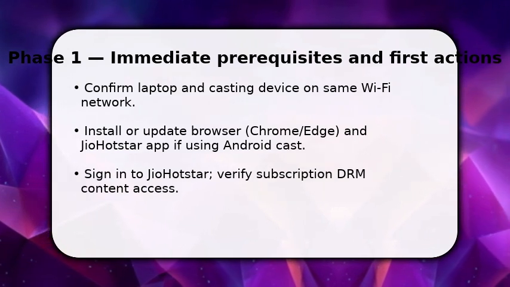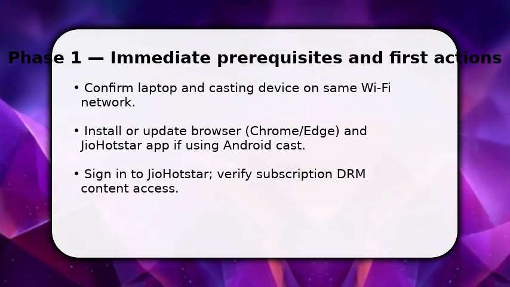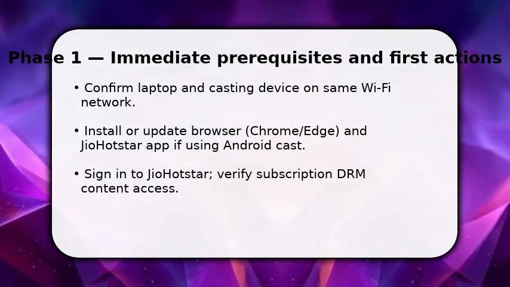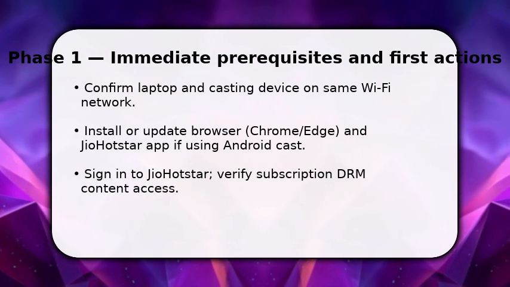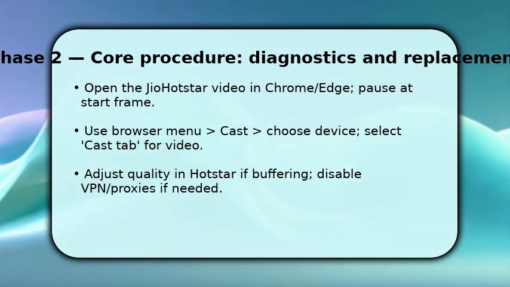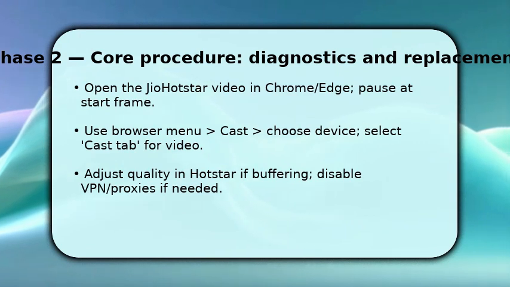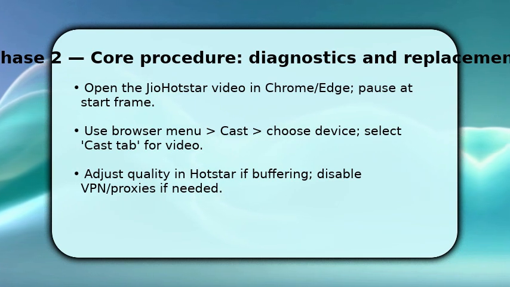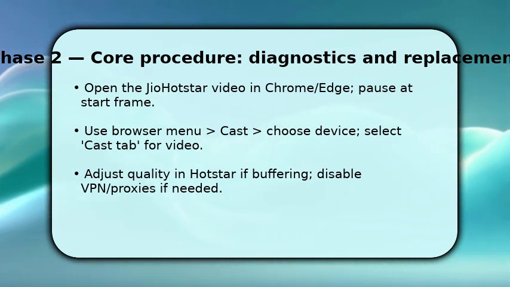This step prevents later DRM or login interruptions and speeds up the next step, finding and sending the tab or screen to the receiver. Now you initiate the cast. Play the Jio Hotstar video in your browser and pause at the first frame so playback metadata loads. From the browser menu, pick Cast, then choose the target device. Pick Cast tab to keep audio/video synchronized.